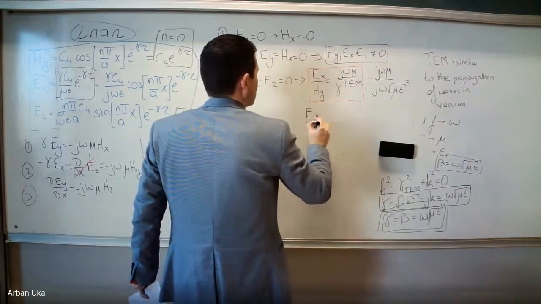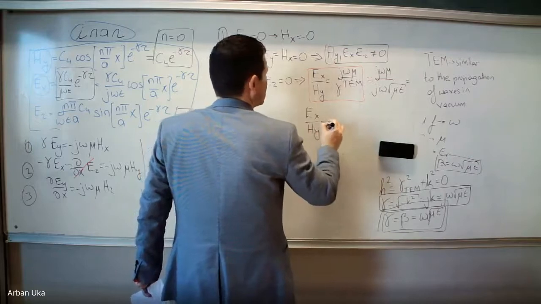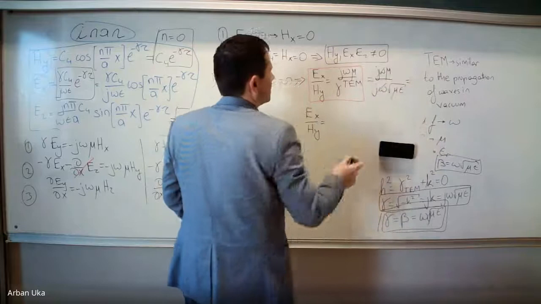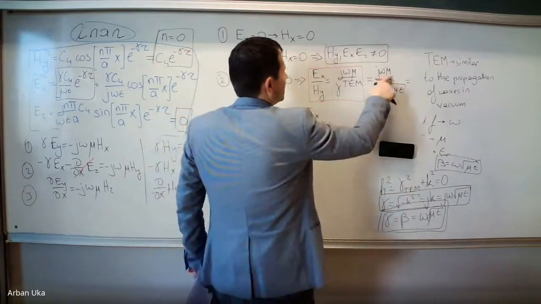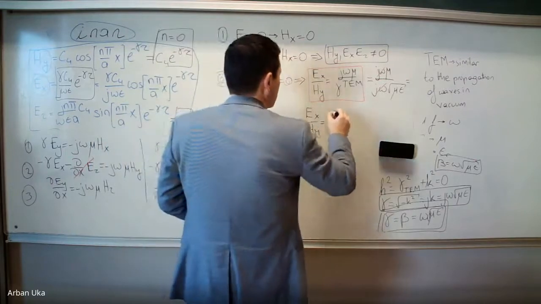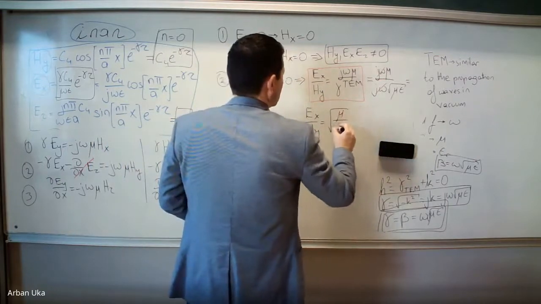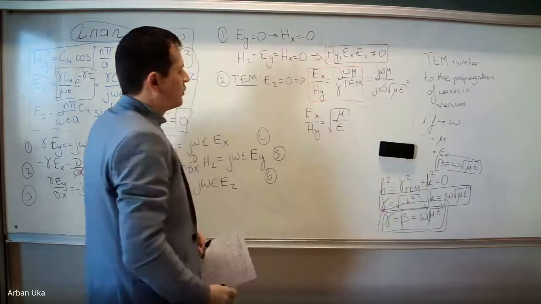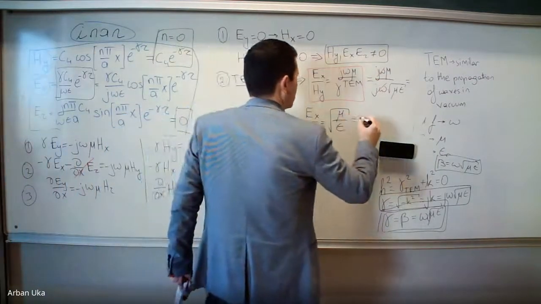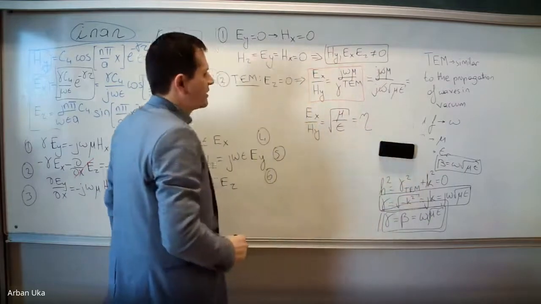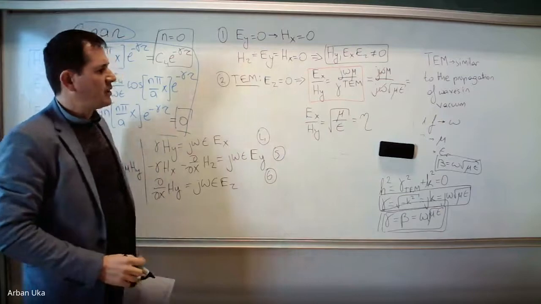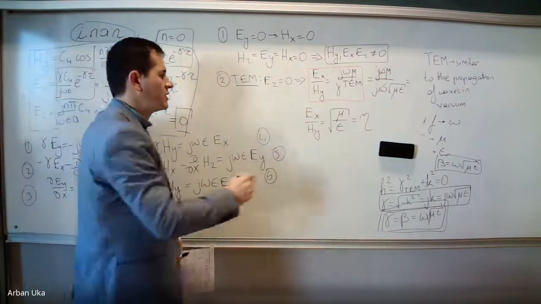So again, allow me to write this here. This is Ex over Hy. This is equal to j omega, that will cancel out, and the permeability divided by the square root of permeability times permittivity is equal to this. Where have we seen this expression before? This is the intrinsic impedance of a wave in an unbound region.